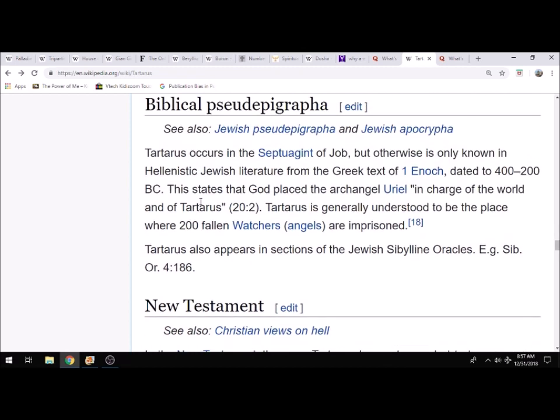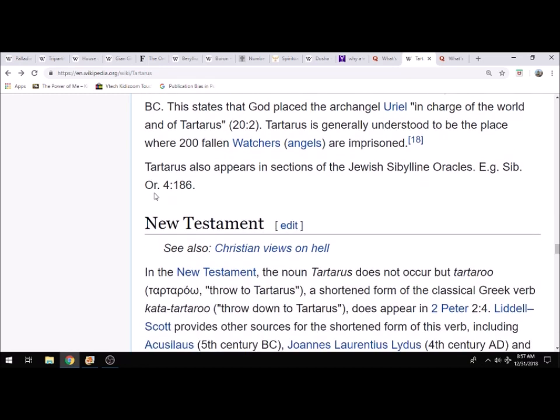All right, let's see, dated 400 to 200 BC, right? The Book of Enoch, right? This states that God placed the archangel Uriel in charge of the world and of Tartarus. Tartarus is generally understood to be the place where 200 fallen watchers are imprisoned. Interesting. Tartarus also appears in sections of the Jewish Sibylline oracles.